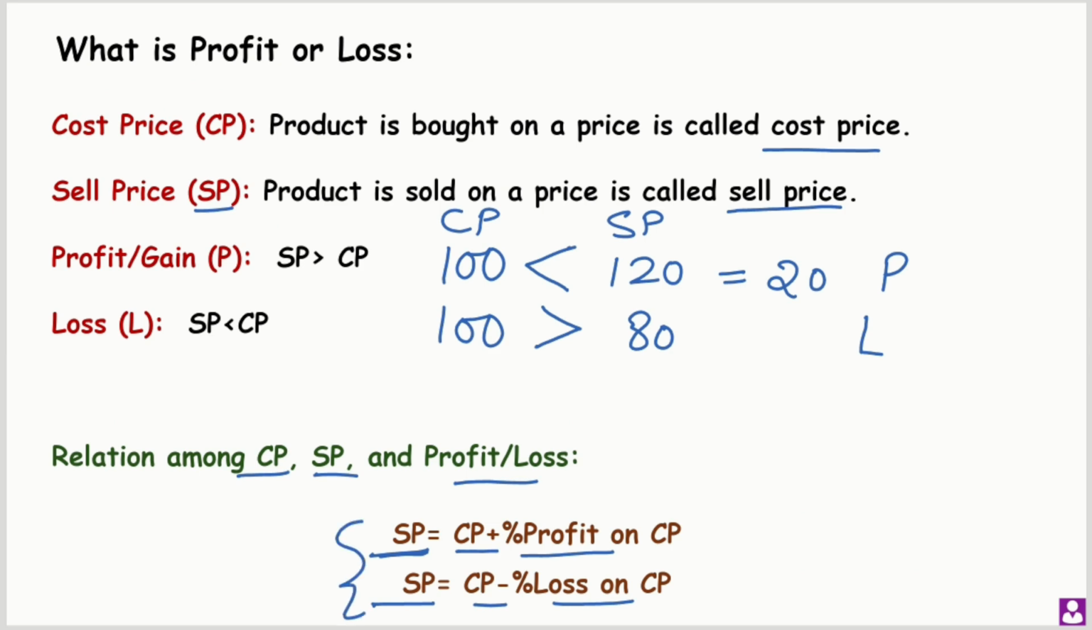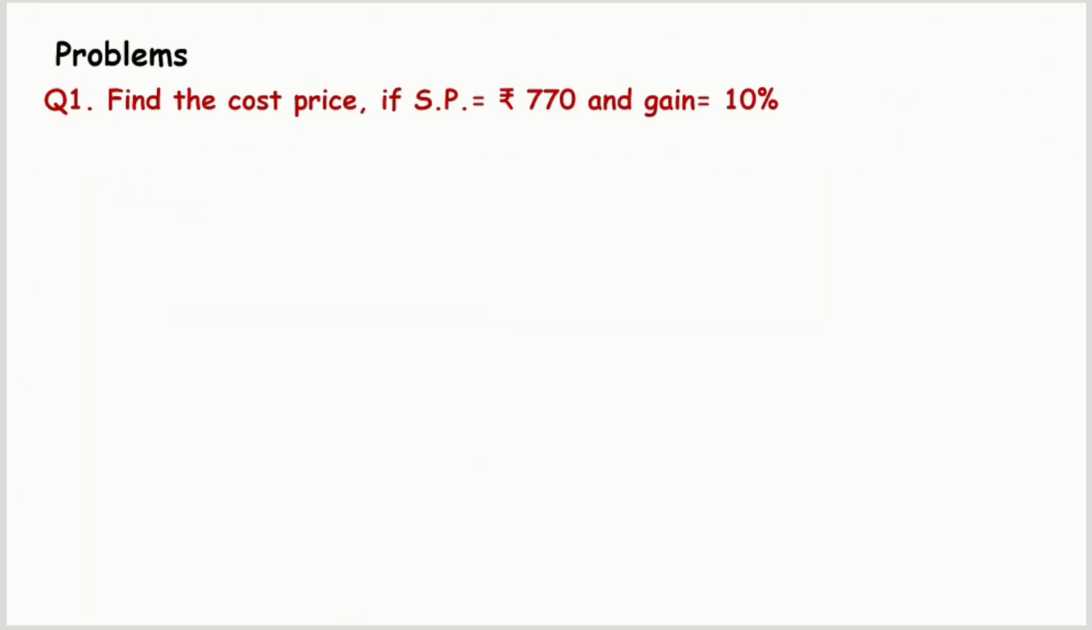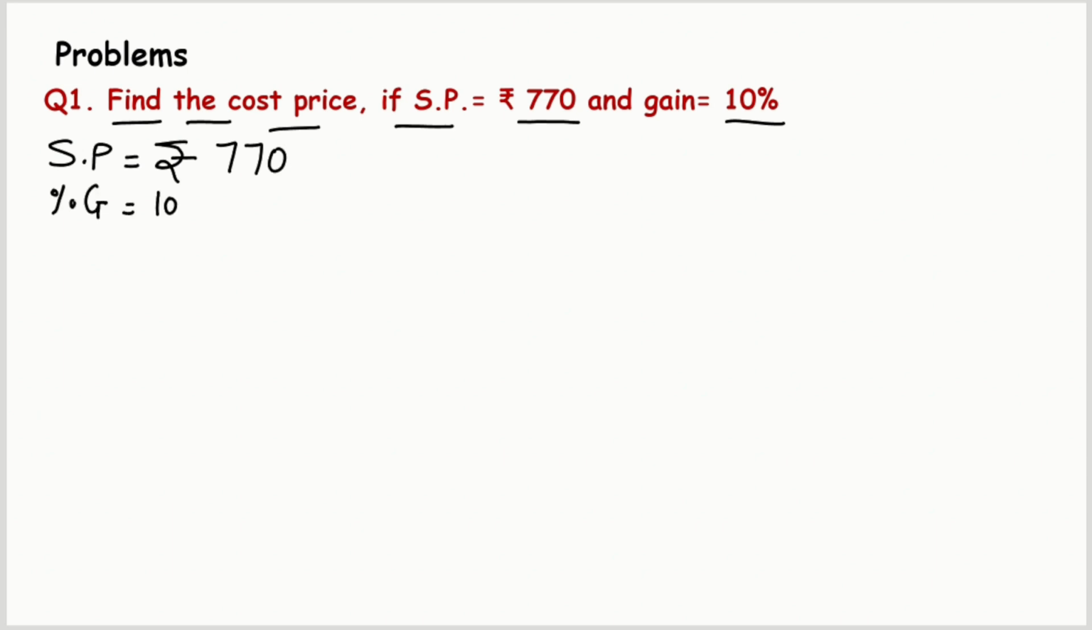Now I will see a few problems on profit or loss. So here we have the first problem. Find the cost price if SP is given rupees 770 and gain is 10%. So SP is given rupees 770 and the percent gain is given 10%, which is on CP. Now we have to calculate CP. So let the CP be X.